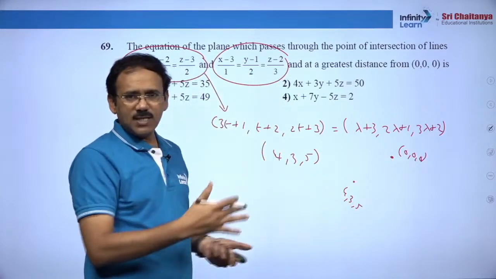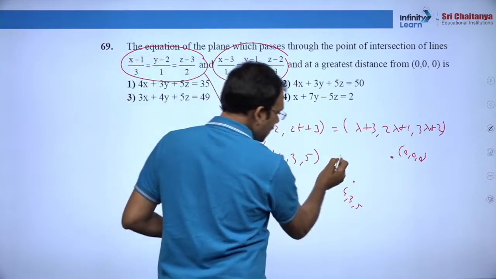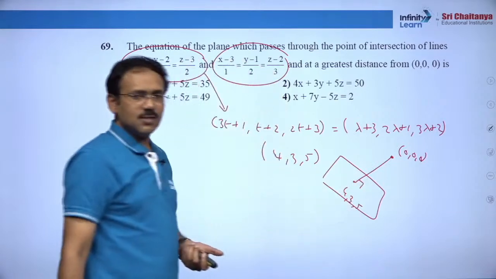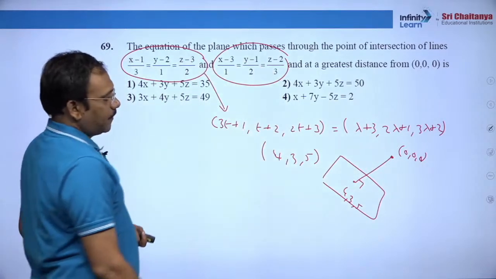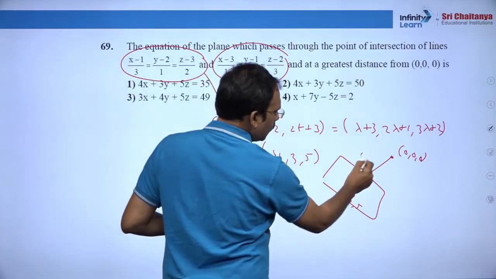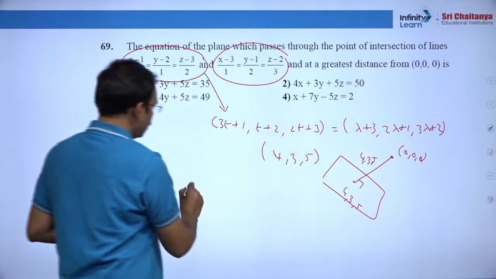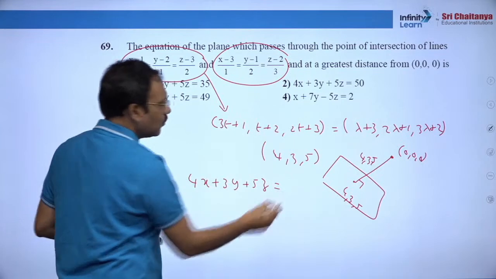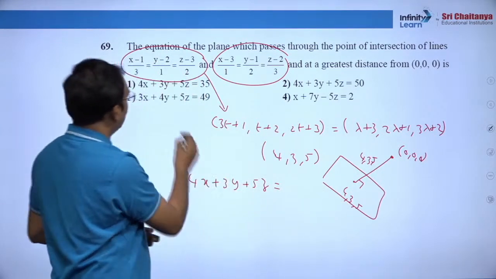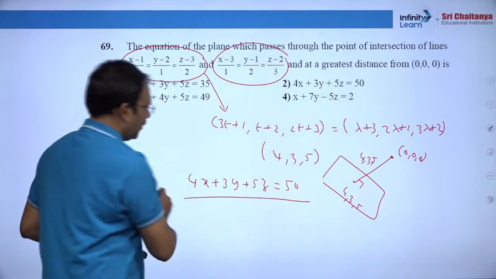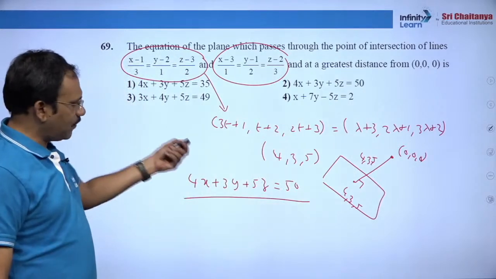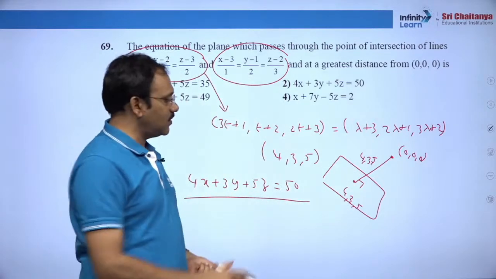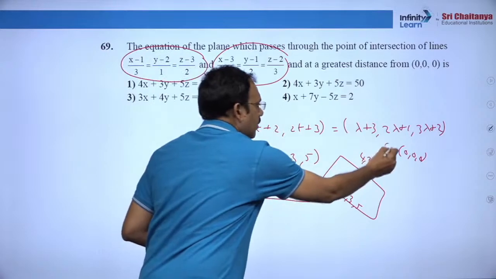Through this point many planes will pass. So, at the greatest distance means there must be a plane where this is perpendicular to this. So, the normal to this plane is going to be, normal DRs are 4, 3, 5. So, the plane equation you can take 4x plus 3y plus 5z is equal to, now this must pass through the point 4, 3, 5, substitute, you will get 50. That is it. So, to find the plane at the shortest distance, it is the plane that is perpendicular to the line joining OA.